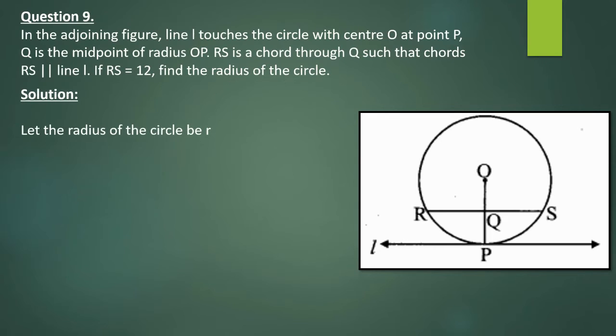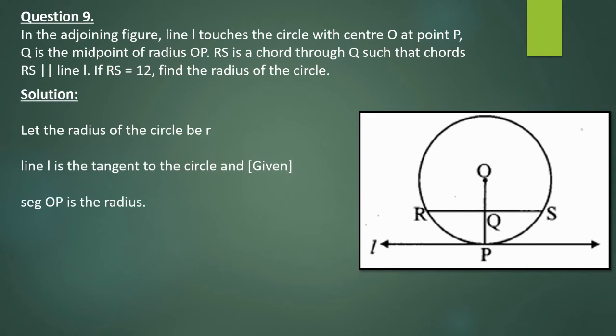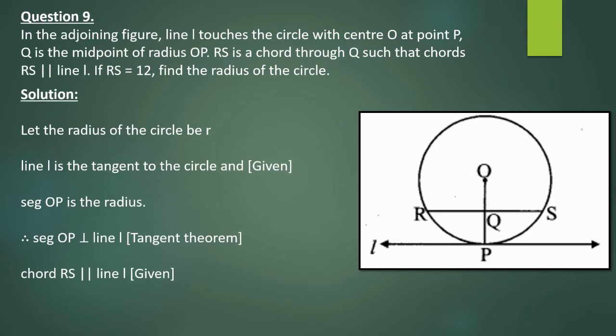Let us start with the solution. Let the radius of the circle be R. And line L is a tangent to the circle, which is given to us in the question. Segment OP is the radius. So OP is the radius of the circle. We can see that in the diagram as well. And since L is a tangent, by the tangent theorem the radius is perpendicular to the tangent, so segment OP will be perpendicular to line L.